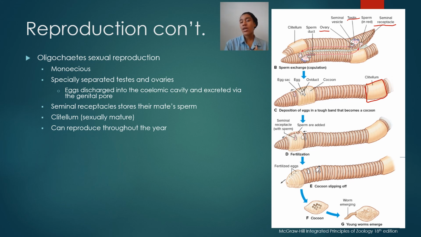In leeches, they only have it when they're ready to undergo reproduction, but in oligochaetes, it's always present. And that's important because they can undergo reproduction pretty much any time they find a suitable mate. So as long as the conditions outside are warm and moist, and they find a good mate of the same species, they can undergo reproduction.